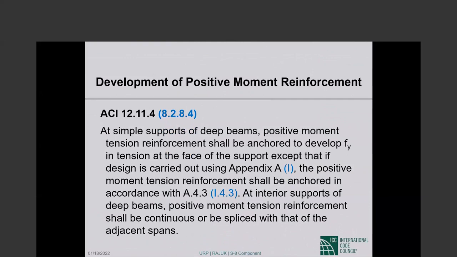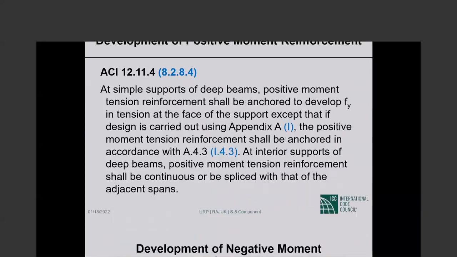Now it is specifically deep beams. At simple supports of deep beams, positive moment tension reinforcement shall be anchored to develop F sub Y in tension at the face of the support, except that if design is carried out using etc. I'll let you read the rest of it. But the key thing is at simple supports of deep beams, positive moment tension reinforcement shall be anchored to develop full F sub Y in tension at the face of the support. Okay, there is an exception to that.